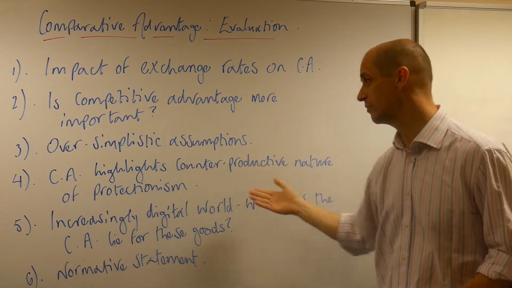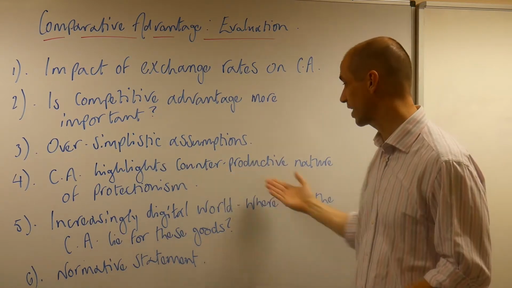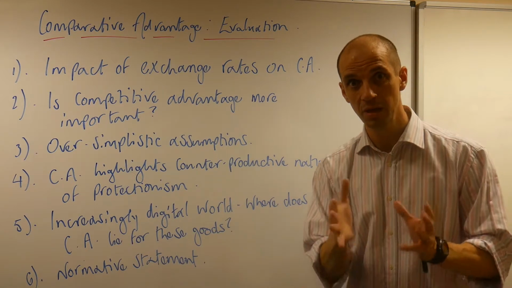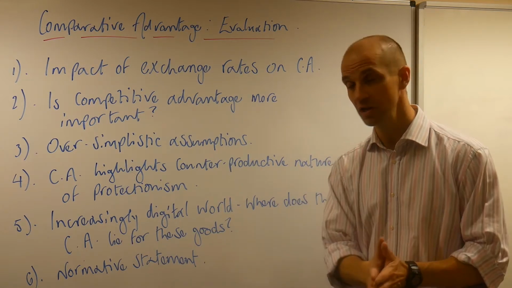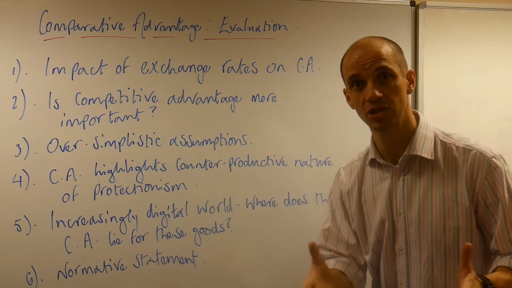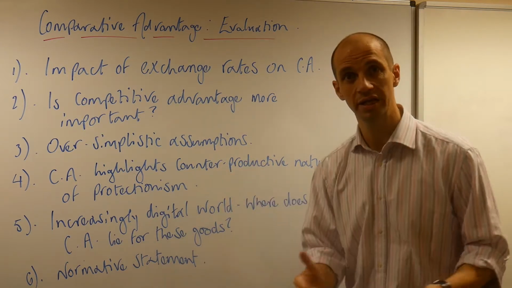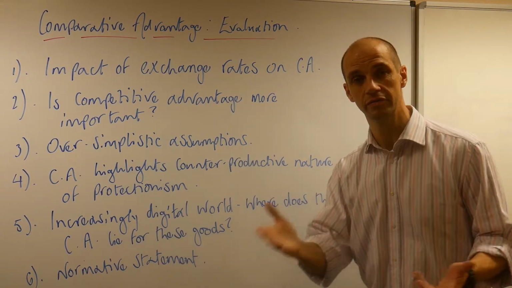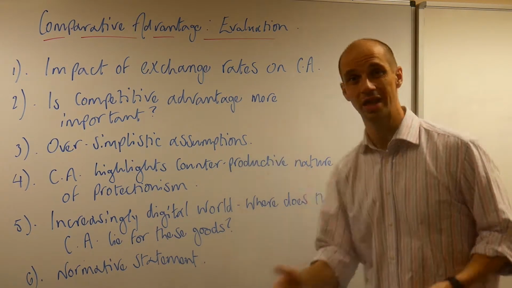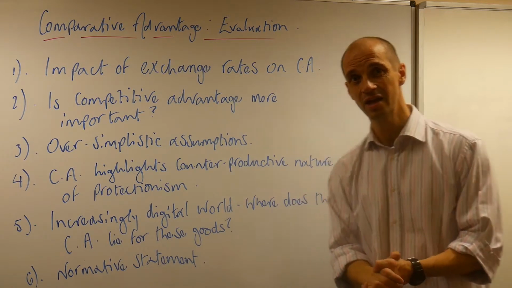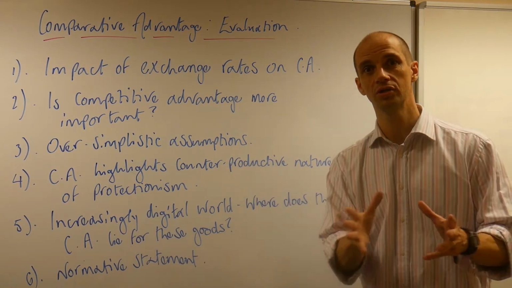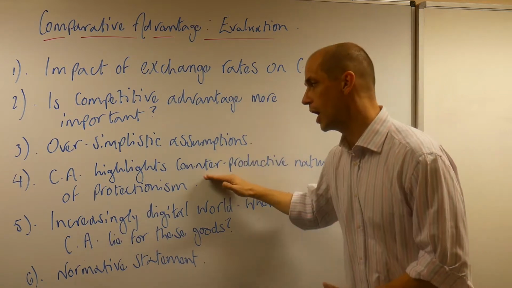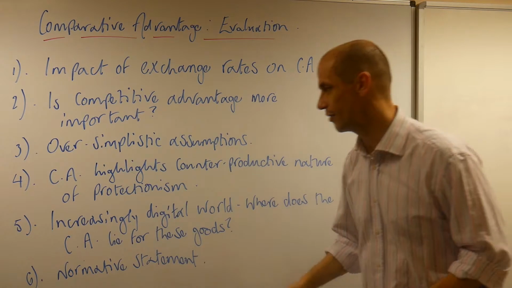Number four, comparative advantage seems to highlight the counterproductive nature of protectionism, and that you can reap big gains in global efficiency, or efficiency between two countries, when they engage in trade. But of course, just coming back to those oversimplistic assumptions, we just mentioned that point about externalities there, and that some countries do not consider the full range of costs involved in producing their goods. So yeah, it's another interesting one.